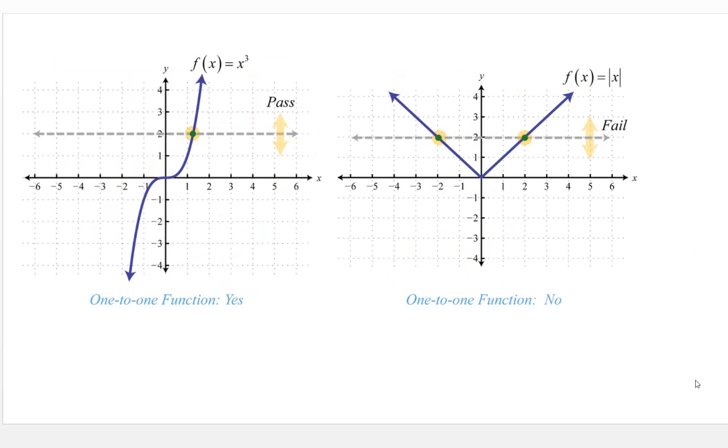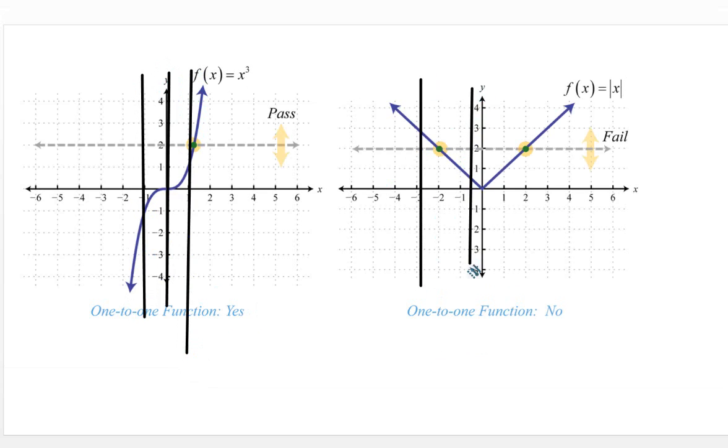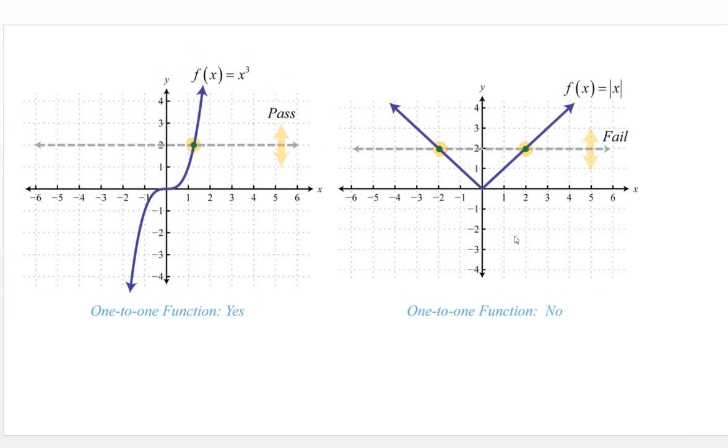Okay, so graphically now, how do we know if a function is one-to-one? First of all, you always want to make sure whatever graph you get is a function in the first place. In order for it to be a function, it has to pass the vertical line test. This passes the vertical line test everywhere, and this also passes the vertical line test everywhere. So both of these are functions, but are they one-to-one functions? In order to be one-to-one, they also have to pass the horizontal line test.